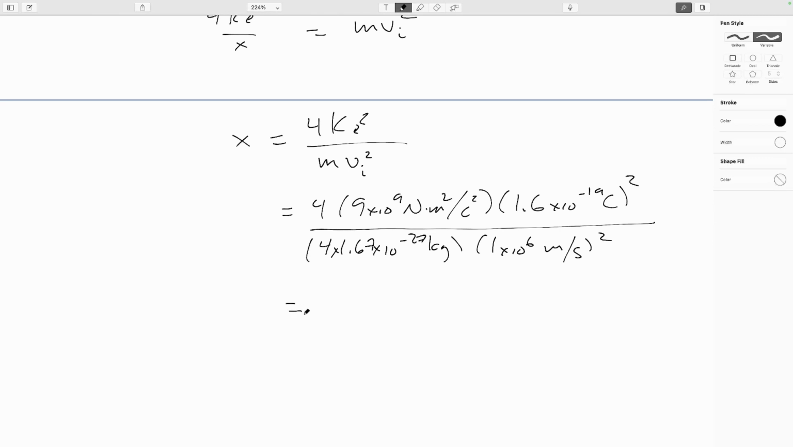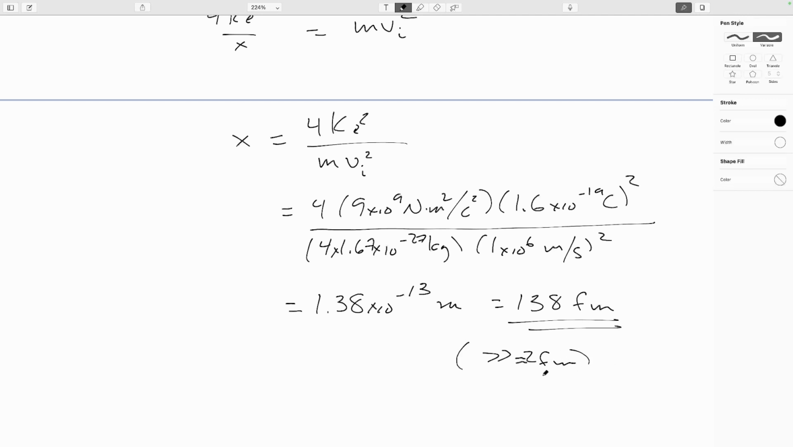You get that if they were head-on to each other, their closest approach would be 1.38 times 10 to the negative 13 meters, or pop the decimal point 2 over, we would be getting 138 femtometers. This is still quite a bit bigger than the roughly 2 femtometers we need for the strong nuclear force. So what will happen is they'll get to within 138 femtometers of each other, and then they'll repel and start flying away from each other.